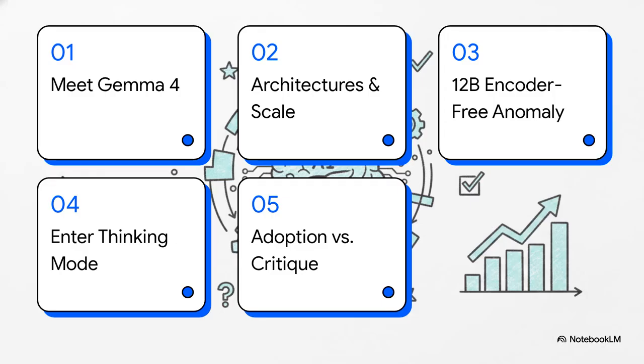Okay, here's our quick roadmap to unpack this whole paper. First, we'll meet Gemma 4. Second, we'll look at the architectures and scale. Third, we'll dive into the 12B encoder-free anomaly. Fourth, we're going to enter thinking mode. And finally, number 5, we'll weigh the rapid adoption against the community critique.